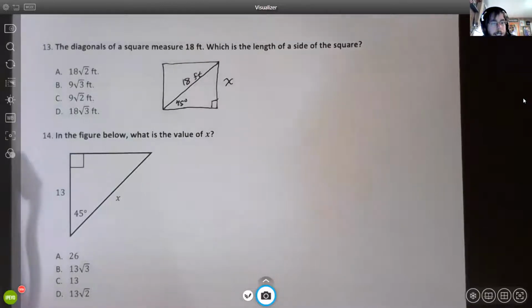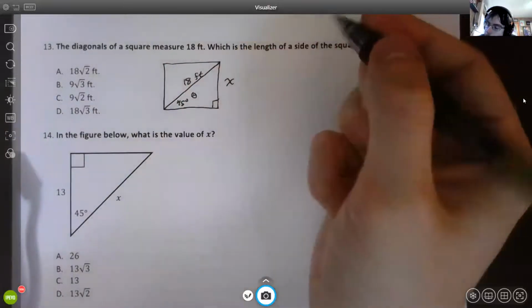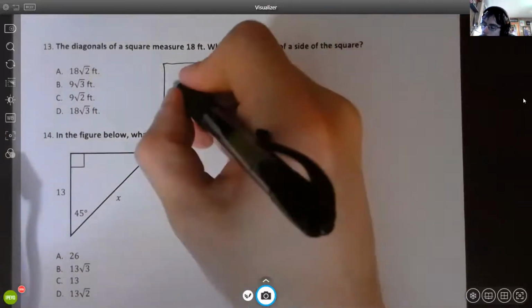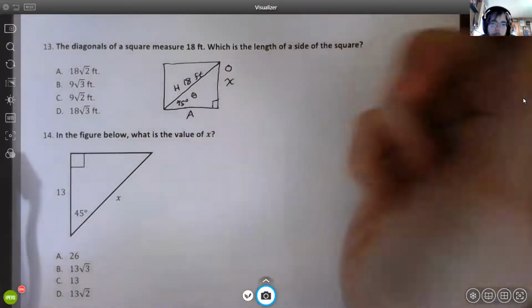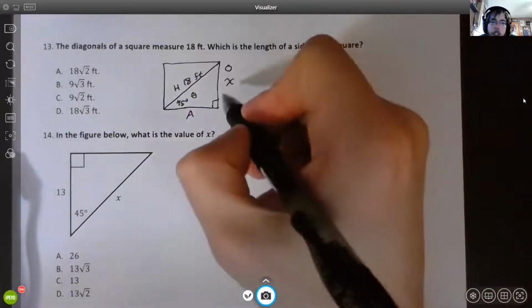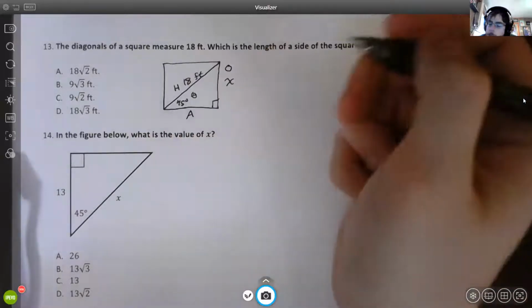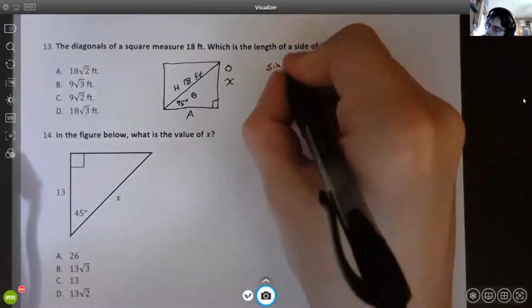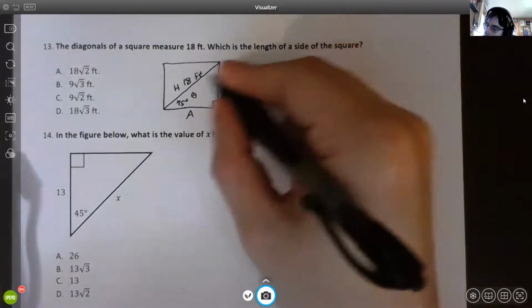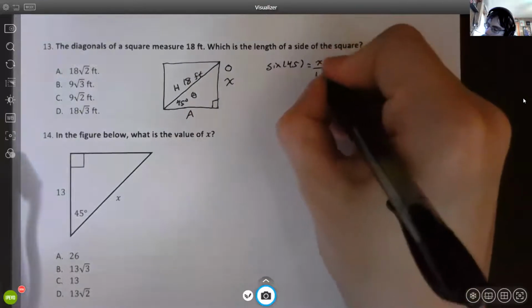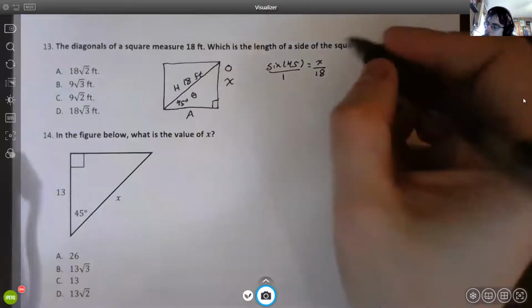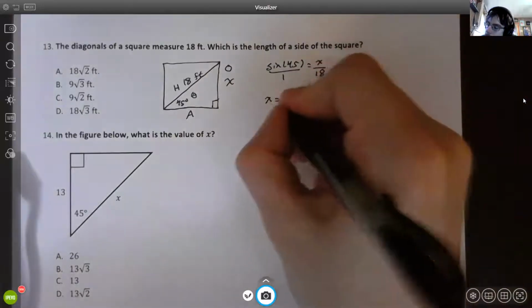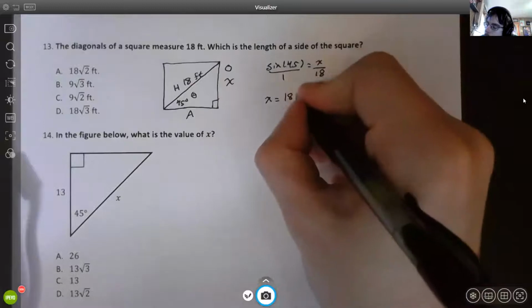But we're going to use trig in order to solve this. So we're going to put theta on 45. That would make 18 our hypotenuse, x our O, and our adjacent side would be the blank side. So what trig function uses O and H? That would be sine. So we have sine of 45 is equal to O over H, which is x over 18. Place sine of 45 over 1, then cross multiply. So you get x times 1, which is x, equals 18 times sine of 45.